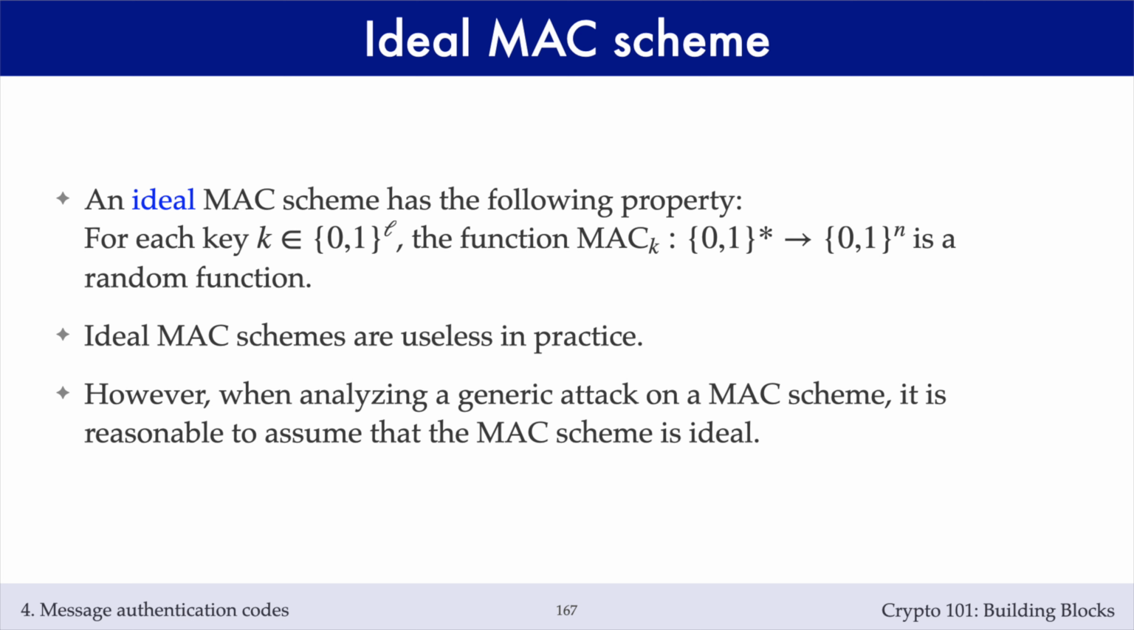An ideal MAC scheme is one where each of the MAC functions is a randomly selected function. Like ideal hash functions, ideal MAC schemes are useless in practice because one cannot compactly describe these randomly selected functions. Nonetheless, when analyzing a generic attack on a MAC scheme, it's reasonable to assume that the MAC scheme is ideal. I'll next describe two generic attacks on MAC schemes.